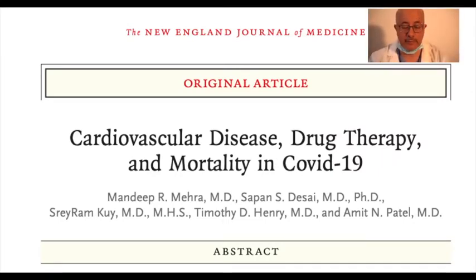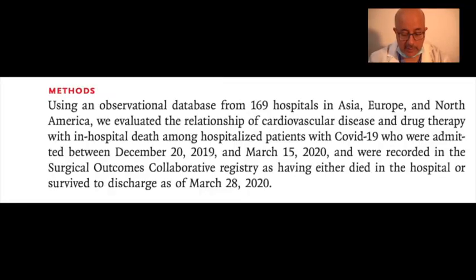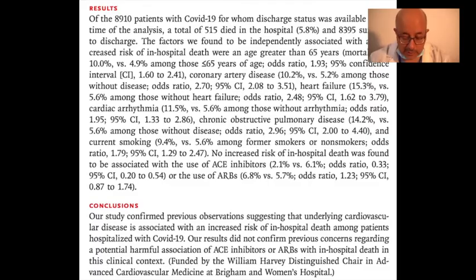The second paper was from Harvard, and it was an observational database from 169 hospitals in Asia, Europe, and North America, of a total of 8,910 patients with COVID-19 for whom discharge status was available. Of these patients, 515 died, which is about 5.8%, and 8,395 patients survived to discharge.